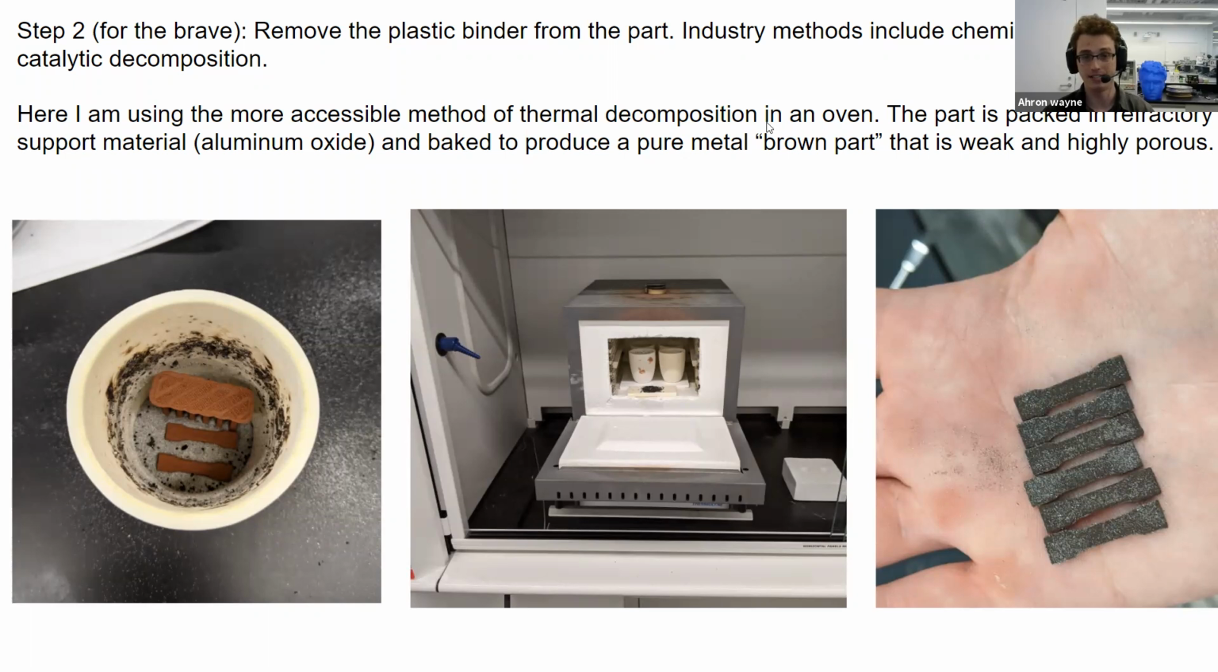This is very convenient because it uses the same equipment as the next step. As you'll see, it uses the same oven. And all you do is you take your green part and you pack it in basically sand. It's aluminum oxide. This has been used a few times. It still works. And you put it in the oven. And then you're left with what they call in industry a brown part: a part that has had its plastic removed and is pure metal, but is very porous and weak and brittle.